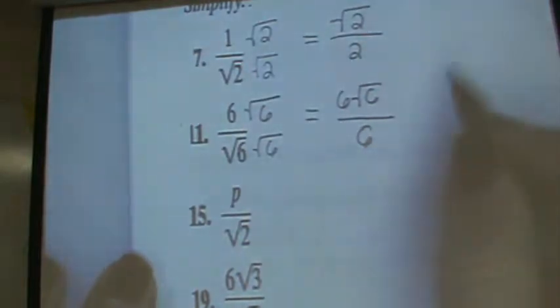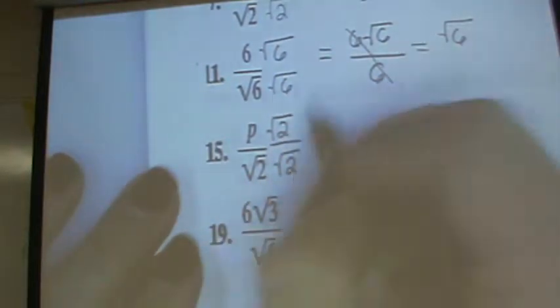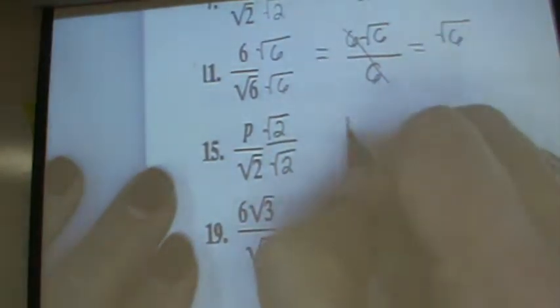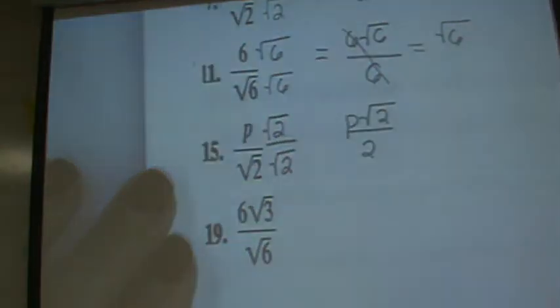So you have 6 moving across, 6 root 6 over 6. And these 6's cancel. Your answer is root 6. 15. Multiply both top and bottom by root 2 over root 2. So you have p root 2 over 2.